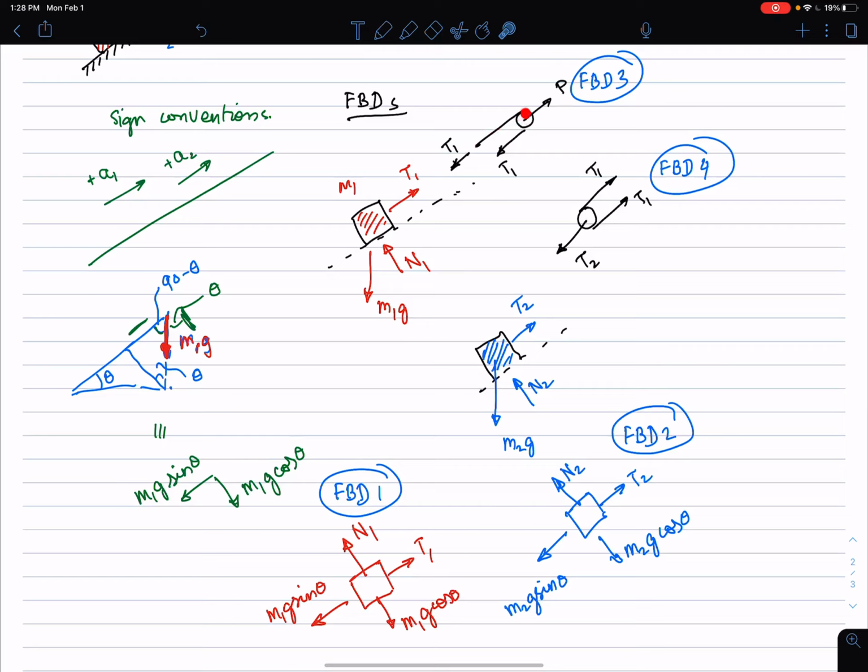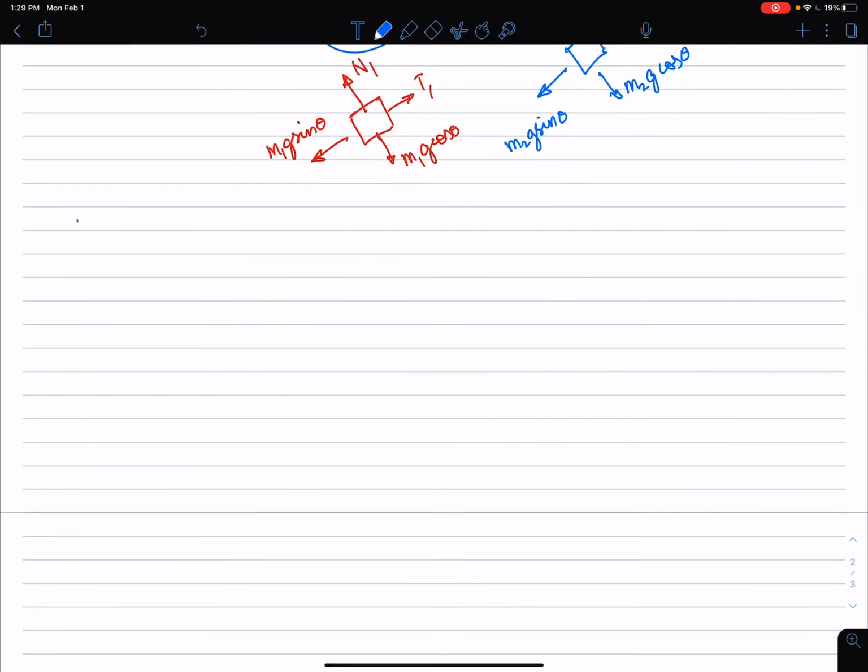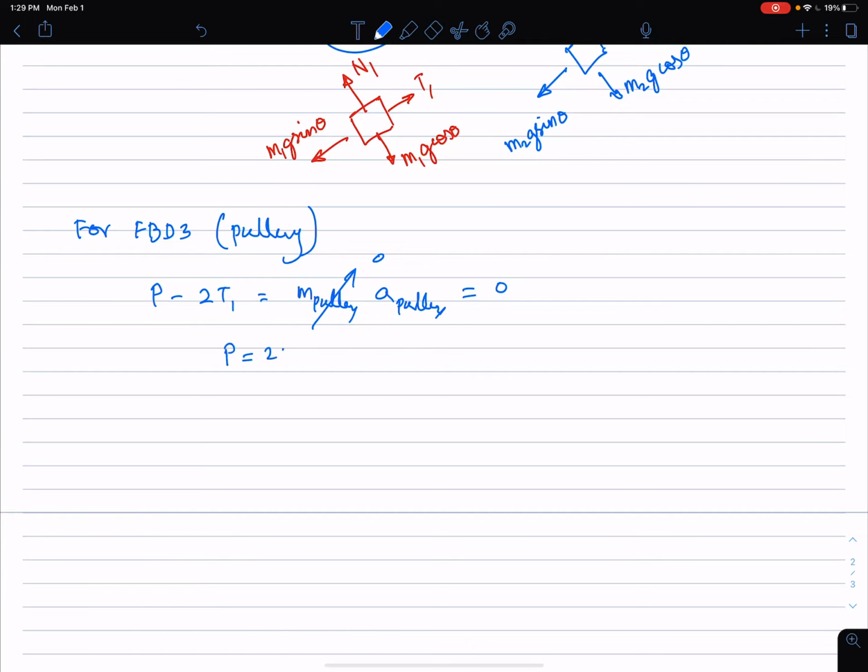If we do the pulleys, because the pulleys are massless, you have P minus 2T1 equals mass times acceleration of the pulley. But because the mass of the pulley is 0, basically P equals 2T1, okay? For FBD3 pulley, P minus 2T1 equals mass of pulley times acceleration of pulley. I'm just being informal here, and that's equal to 0 basically is the idea. So P equals 2T1. Let's call this equation number 2.